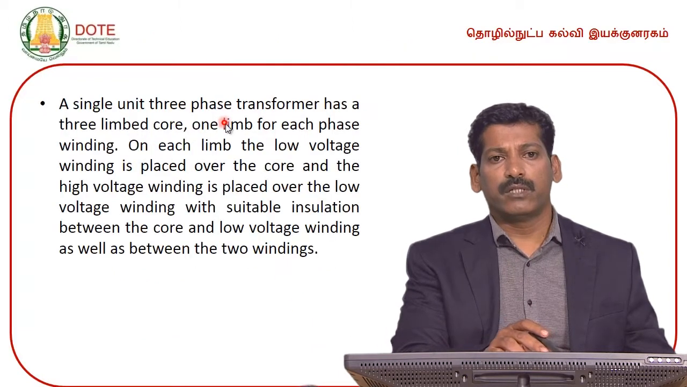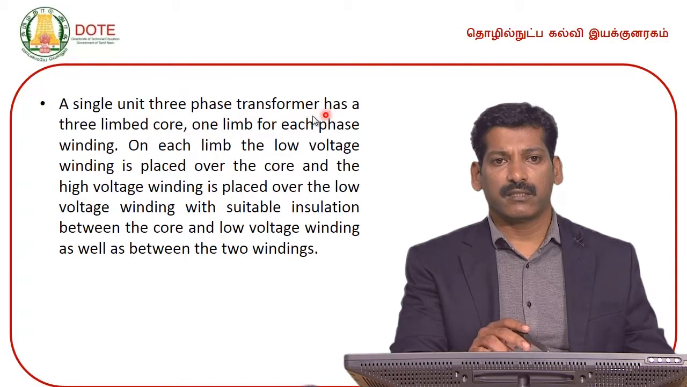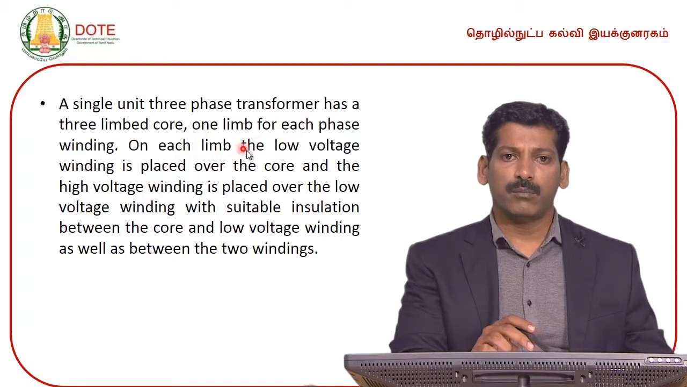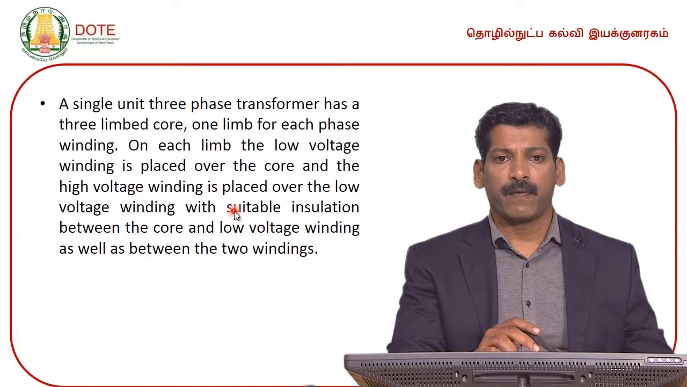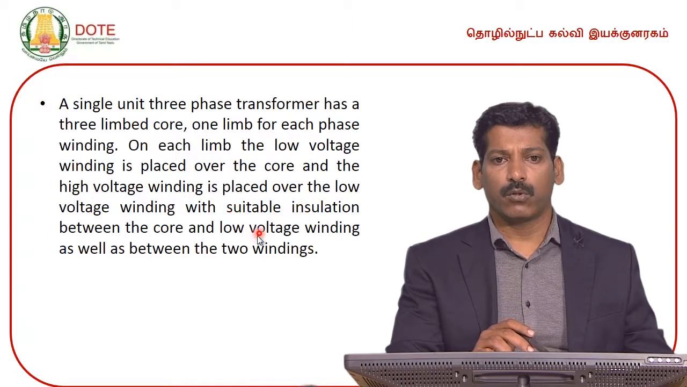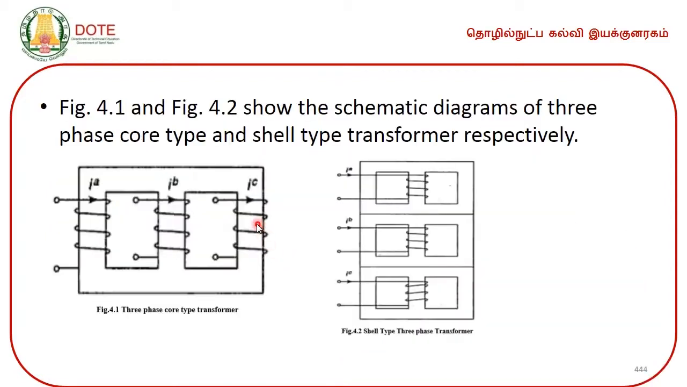A single unit 3-phase transformer has a 3-limbed core, 1 limb for each phase winding. On each limb, the low voltage winding is placed over the core and the high voltage winding is placed over the low voltage winding, with suitable insulation between the core and the low voltage winding as well as between the two windings. Figure 4.1 and 4.2 show the schematic diagrams of 3-phase core type and shell type transformers respectively. So, this is the core type transformer and this is the shell type transformer.